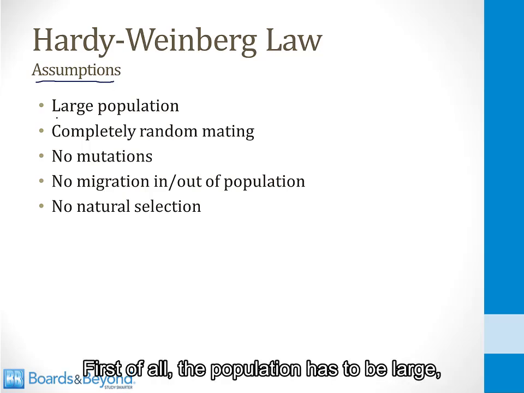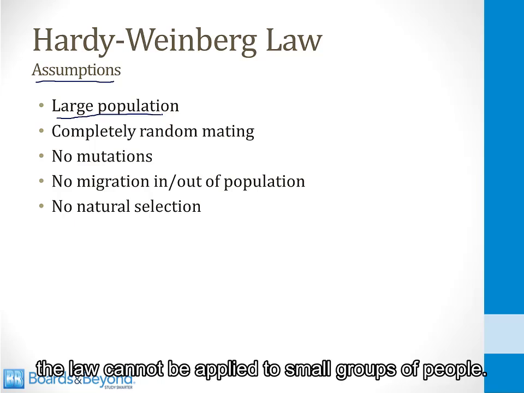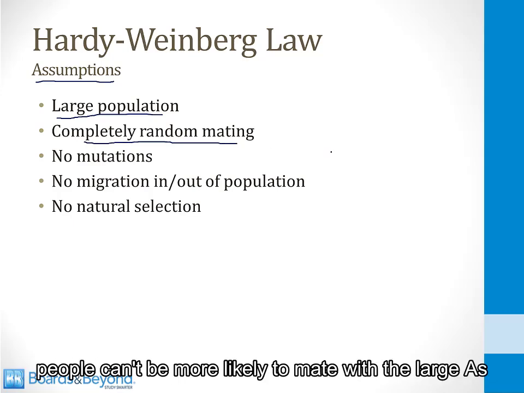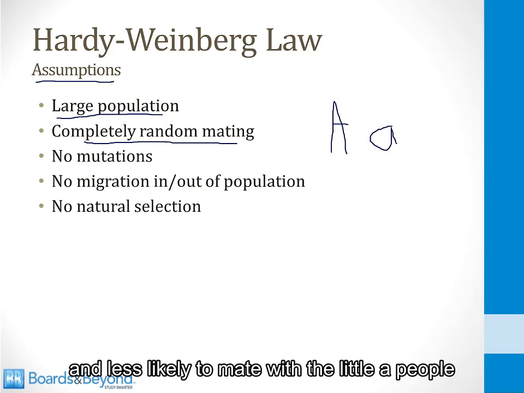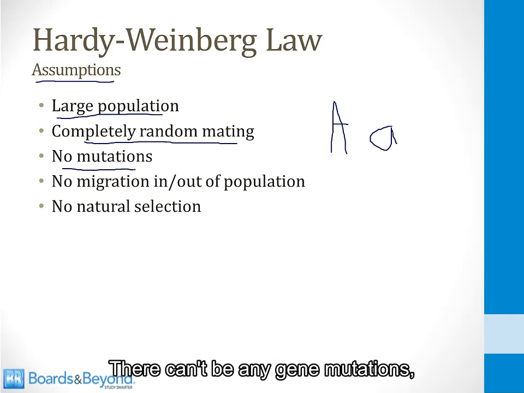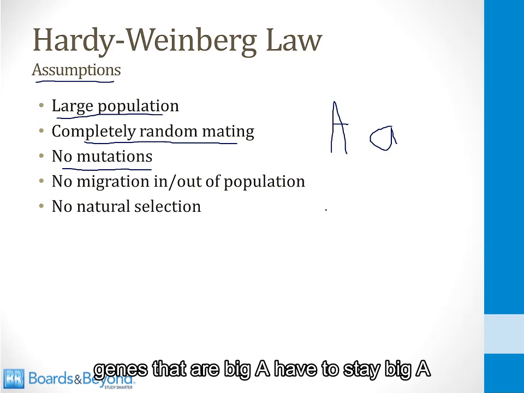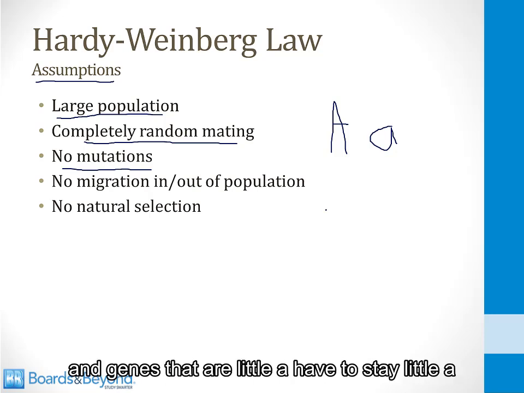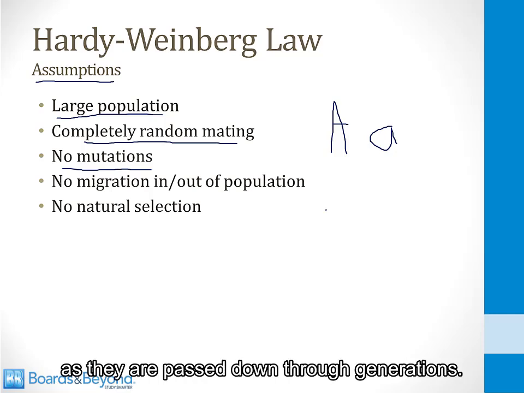First of all, the population has to be large. The law cannot be applied to small groups of people. In addition, there needs to be completely random mating. People can't be more likely to mate with the large A's and less likely to mate with the little a people, or this will make the law invalid. There can't be any gene mutations. Genes that are big A have to stay big A as they are passed down through generations, and genes that are little a have to stay little a as they are passed down through generations.